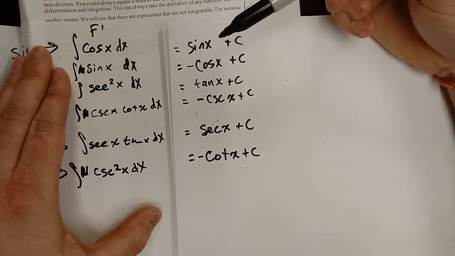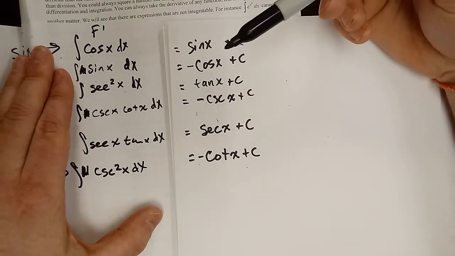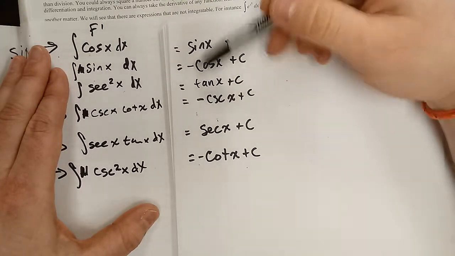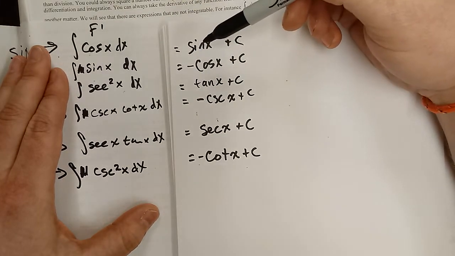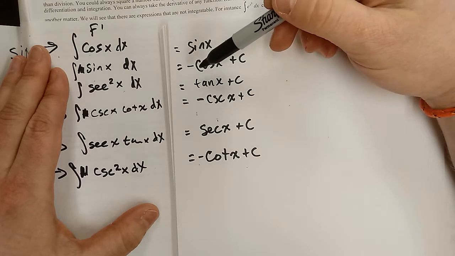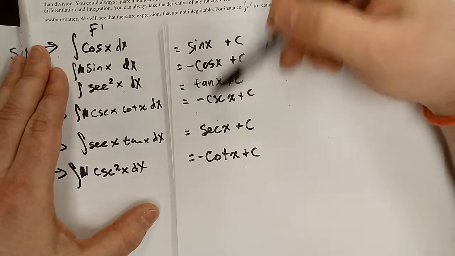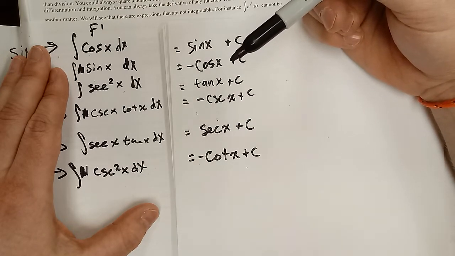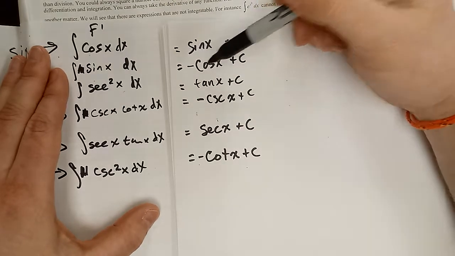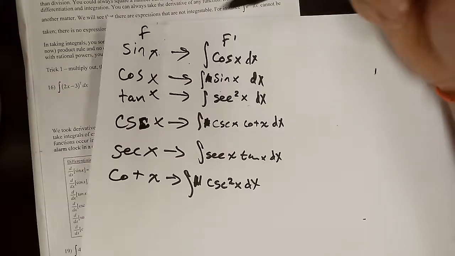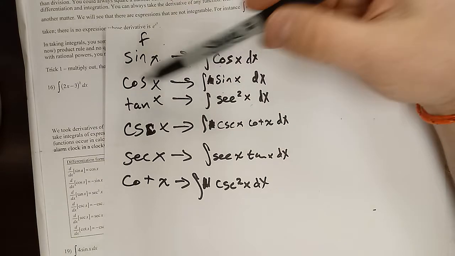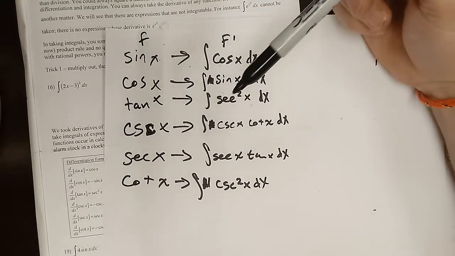So, a memory device for you. These are just reverse derivatives, but the other thing is the negatives all come from, or all the ones that start with a c get a negative. Okay, I don't actually use that memory device. All I think about is that with the derivatives of these, my memory device was the derivatives of these, the ones with c's, you get a negative.